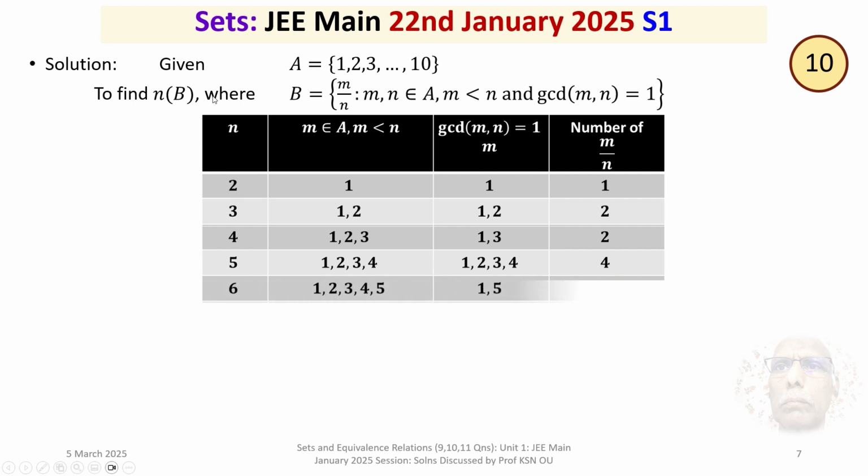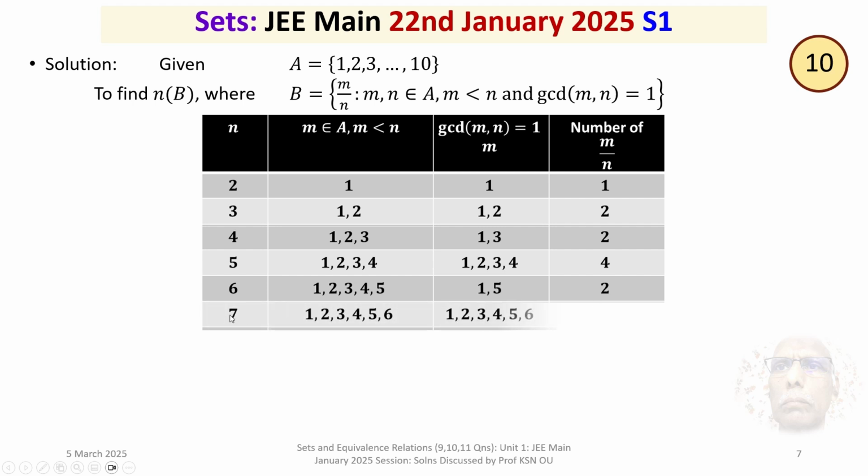6. Next n is 6. The elements of A which are less than 6 are 1, 2, 3, 4, 5. 6 comma 1 is 1, so 1 is qualified. 6 comma 2 is 2, is not qualified. 6 comma 3 is not qualified. 6 comma 4 is 2, not qualified. 6 comma 5 is qualified. GCD is 1. So 1 comma 5 only. So the number of m by n is 2.